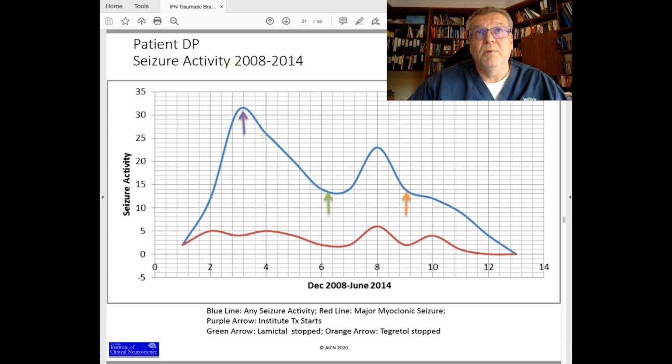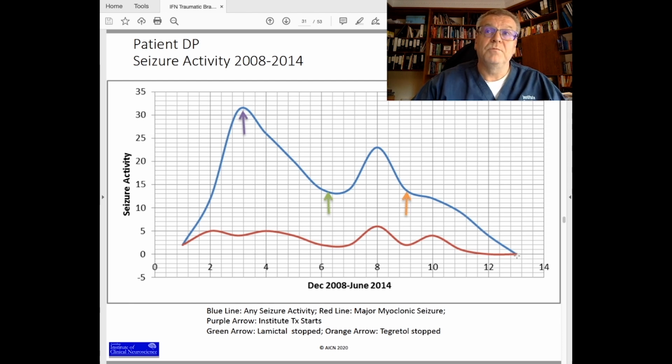And as he progressed through the treatment, his seizure frequency dropped until the point at the green arrow where we reduced or stopped his Lamictal medication. That resulted in a quick spike of seizure activity, but then a quick reduction followed. And then we stopped his Tegretol at that point, and he continued on the downward progress to 0 seizures.